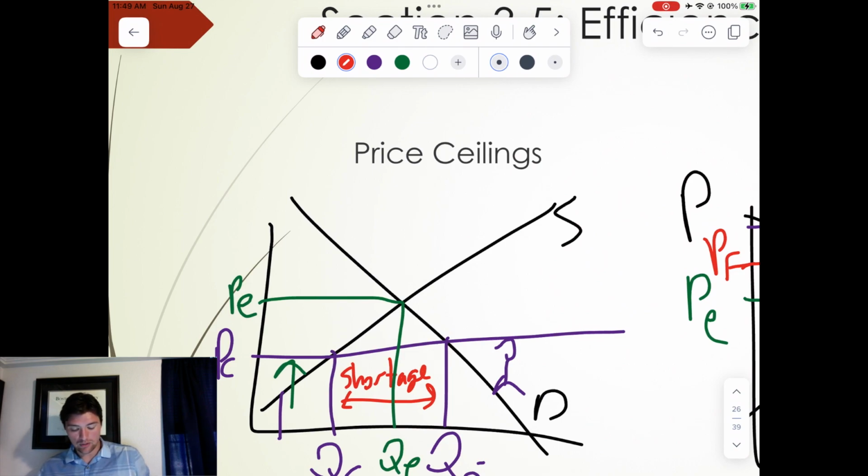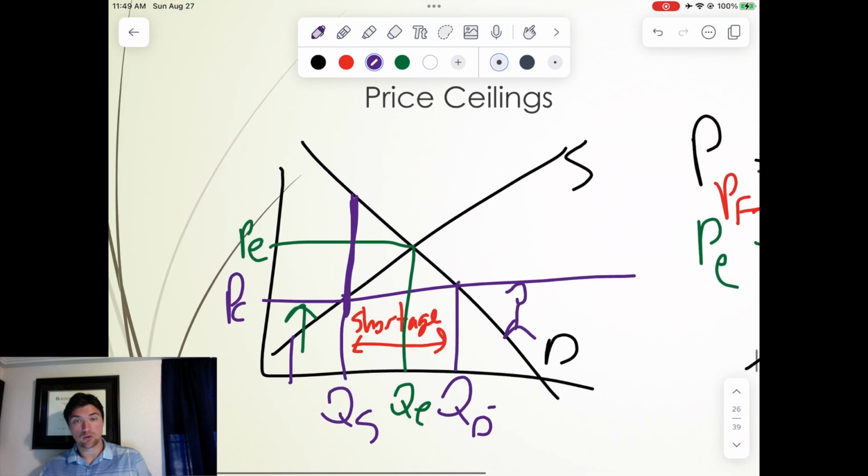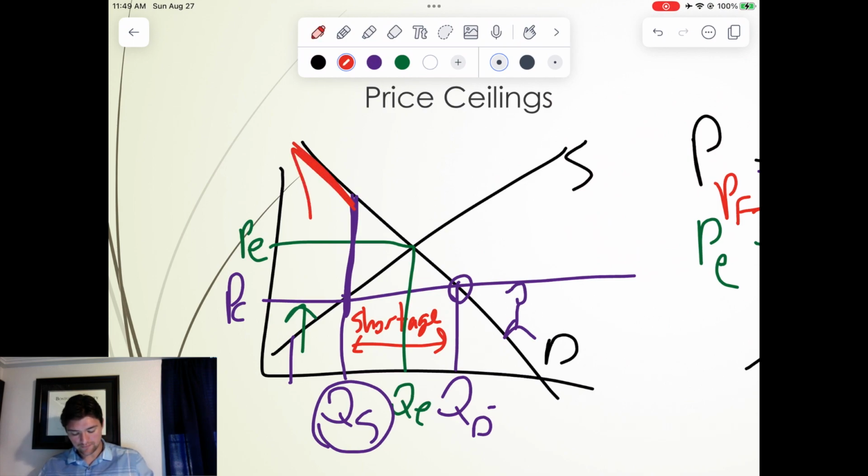So if you're not at equilibrium, you are having less quantity being sold, right? Because that is how much quantity you're having. People want to buy more. They want to buy here, but they can't. So they have to buy this quantity. So here is your consumer surplus. Right here.